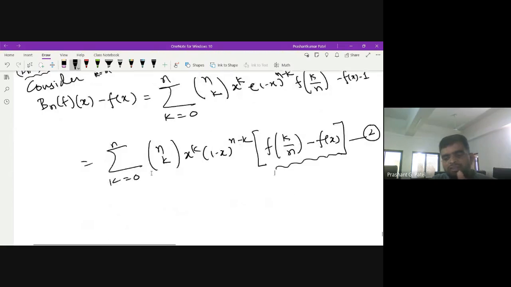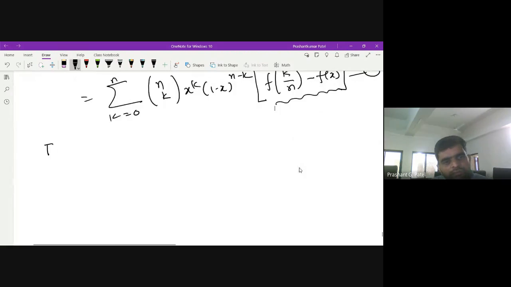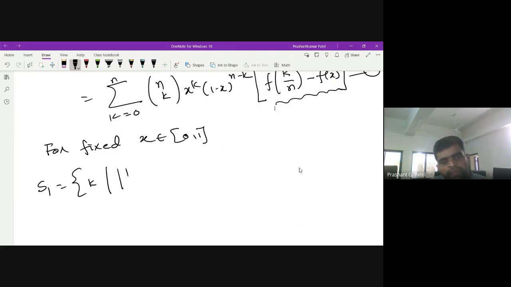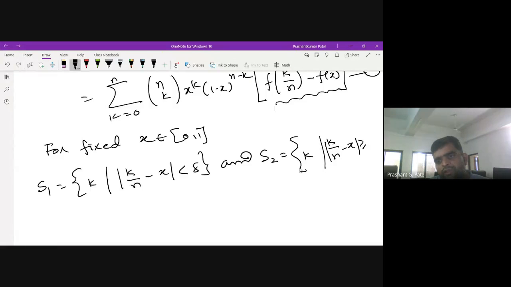So I'm just dividing this summation into two parts: whenever |k/n − x| is less than δ, and |k/n − x| is greater than or equal to δ. So for fixed x belonging to [0, 1], S1 we can define as the set of k where |k/n − x| is less than δ, and S2 we define as all the k such that |k/n − x| is greater than or equal to δ. Now this summation is divided into two parts. Either k is in S1 or k is in S2, because it runs from 0 to n.